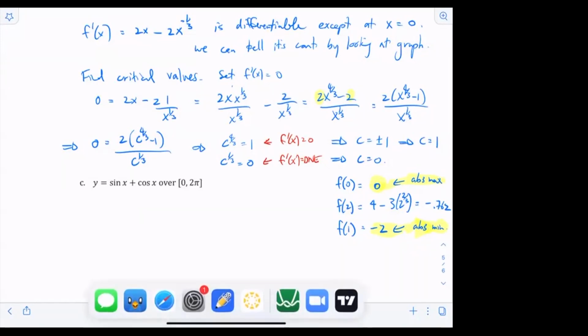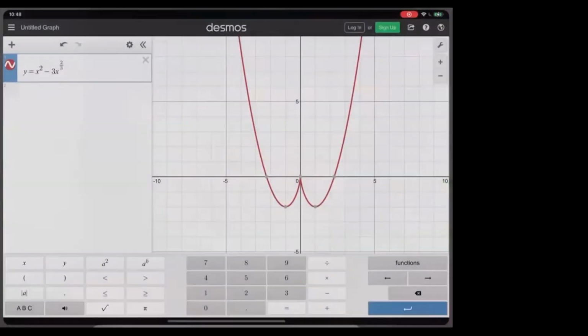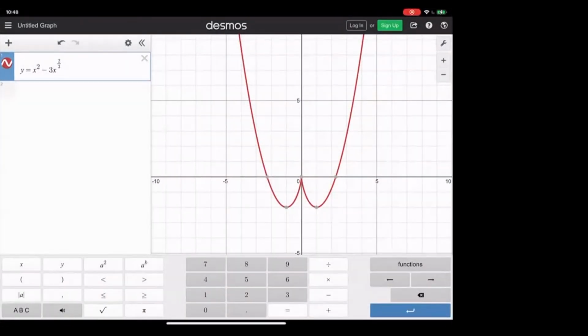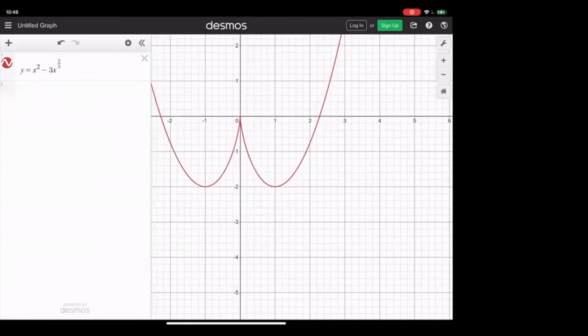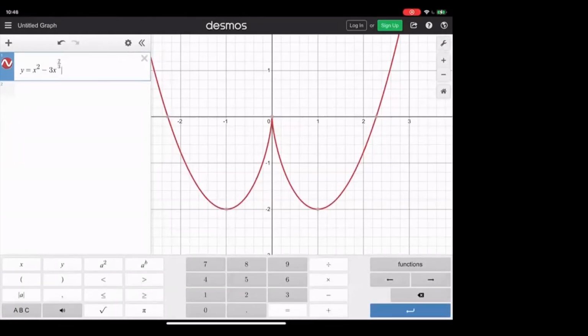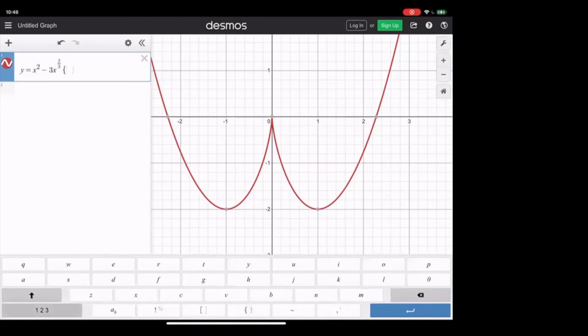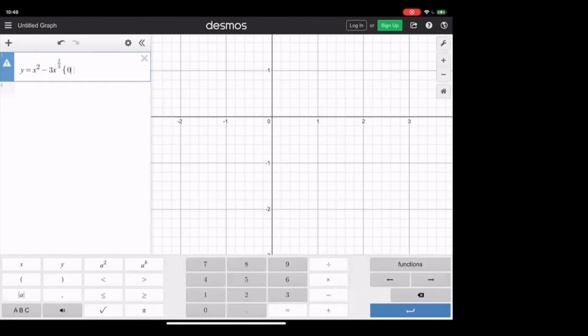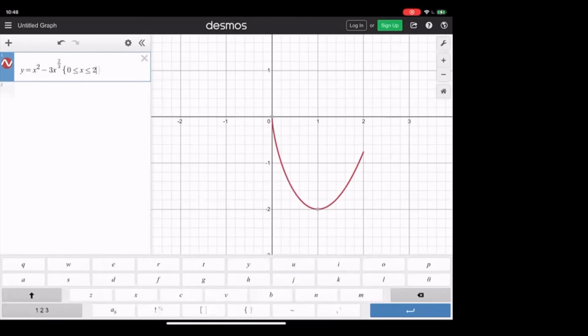So let me refer to the graph again. If we're looking at the interval from 0 to 2, I hope you can look at this picture and see our interval from 0 to 2. So maybe I could restrict the graph here. I think I use curly brackets. I go from 0 less than or equal to x less than or equal to 2. Close our curly brackets somehow. Let's just hit enter.